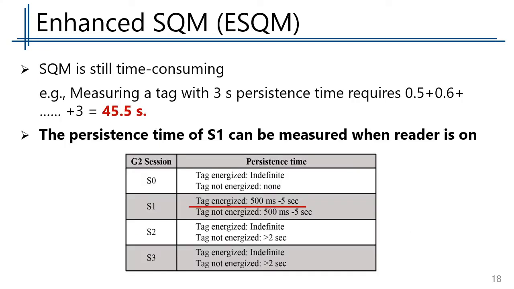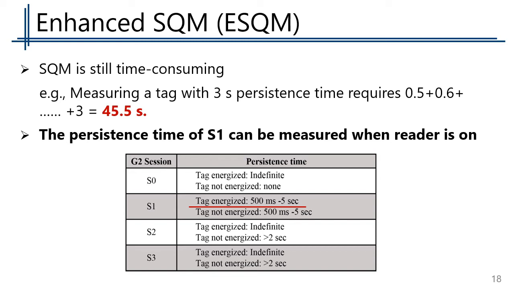Even with some progress, SQM is still time-consuming. For example, assume that a tag's persistence time is 3 seconds and the step length is 1/10 second. The overall time cost of SQM is more than 45 seconds because we need to try many waiting times. Hence, we propose a more efficient SQM, which is called enhanced SQM.